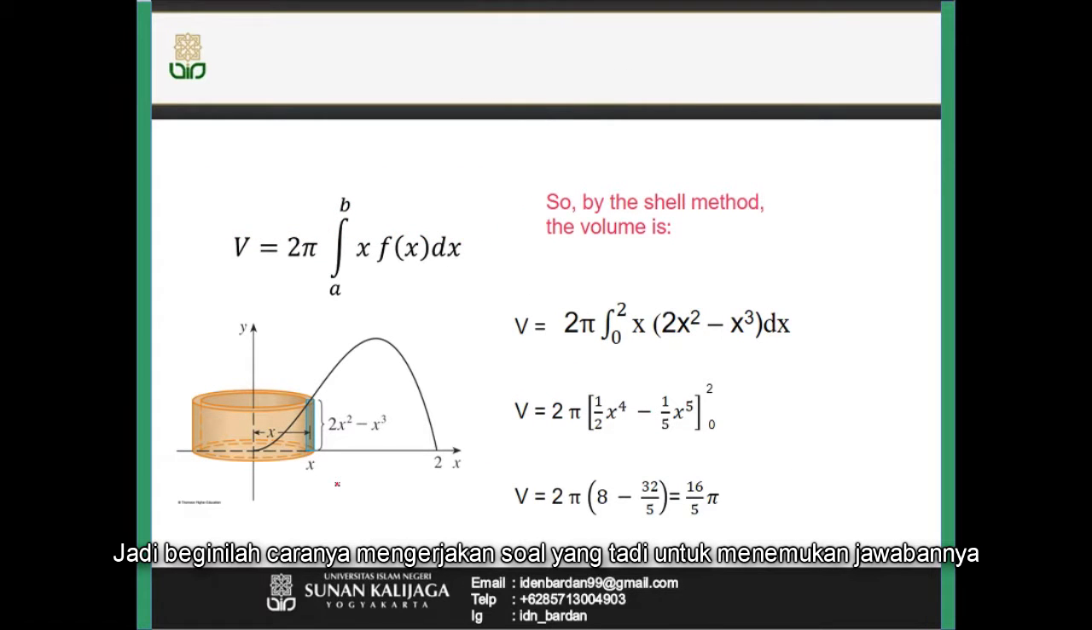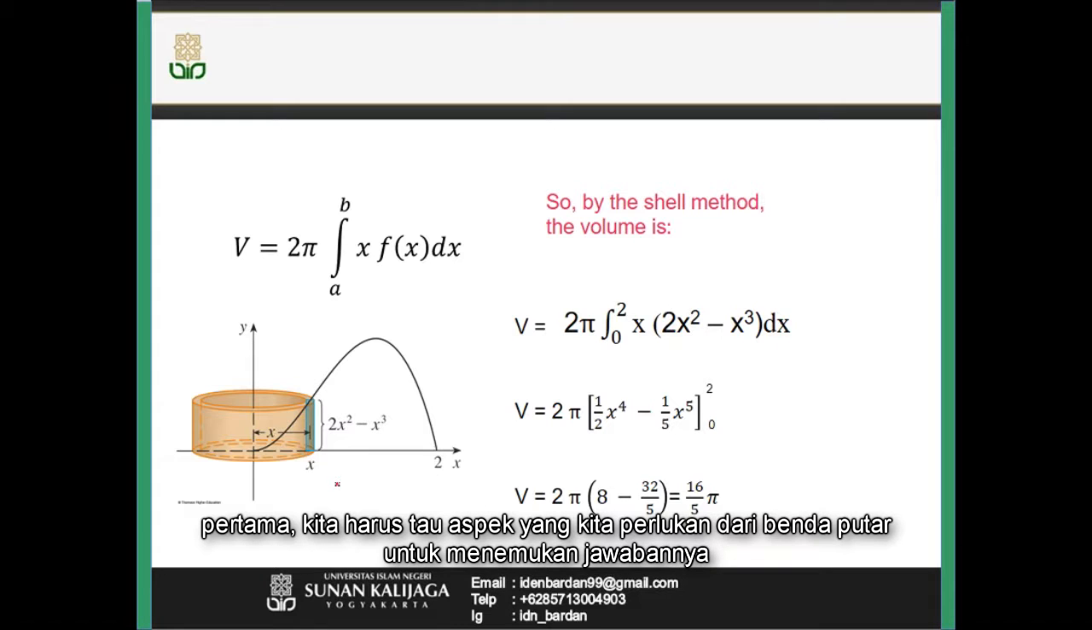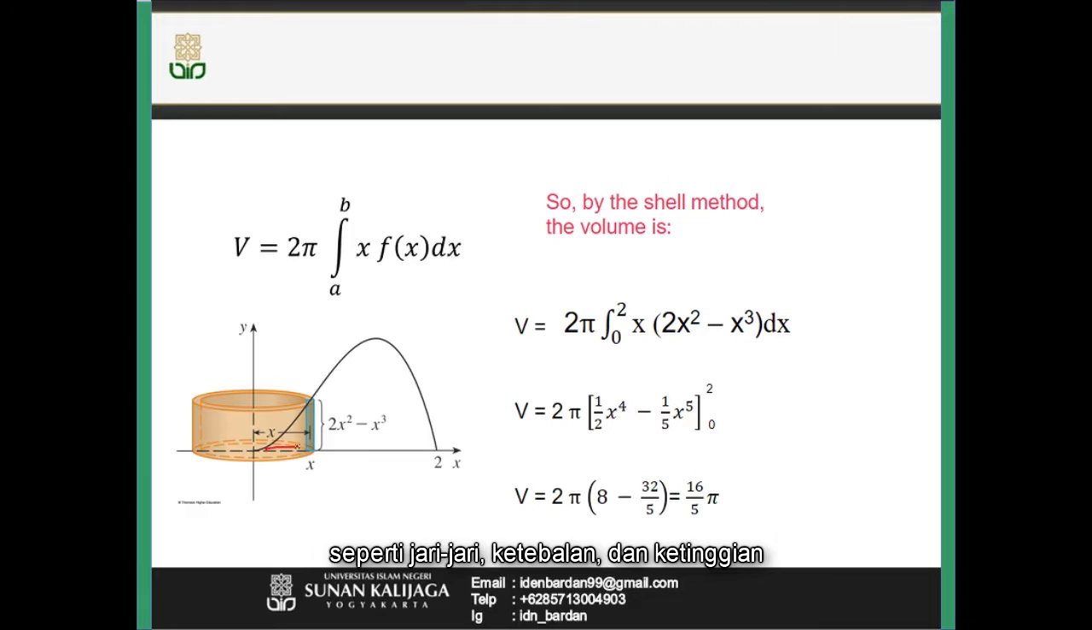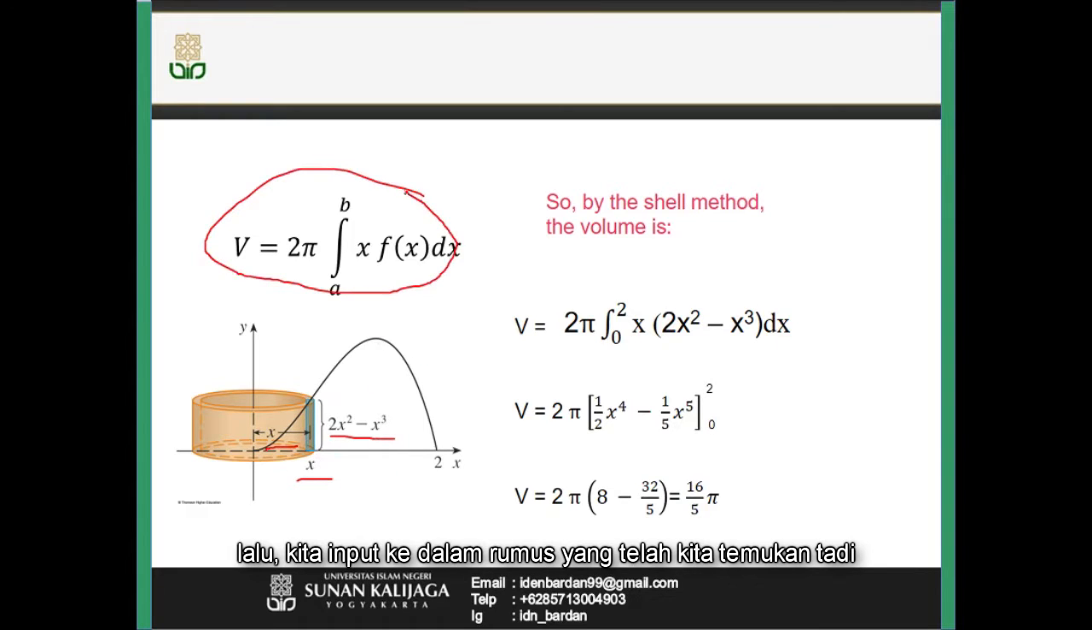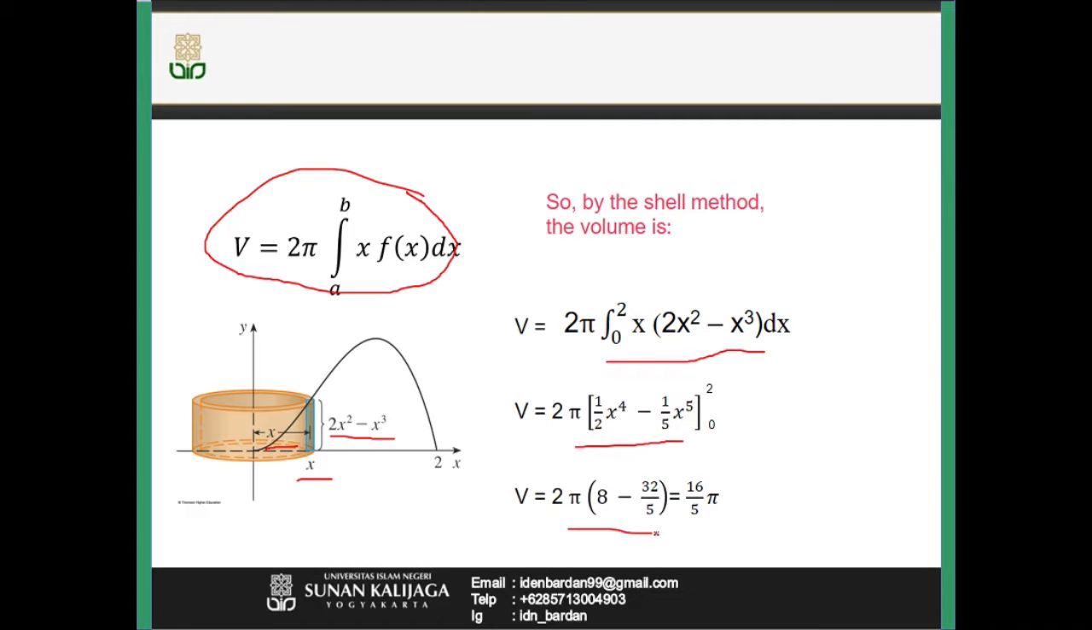So here is how we solve the problem to get the answer. First, we have to know every aspect of the solid that we need to find the answer, like its radius, its thickness, and its height. After that, we can input it all into the formula that we have found before. And finally, we can calculate the volume using the integral. And finally, we get the full answer, which is 16π/5.